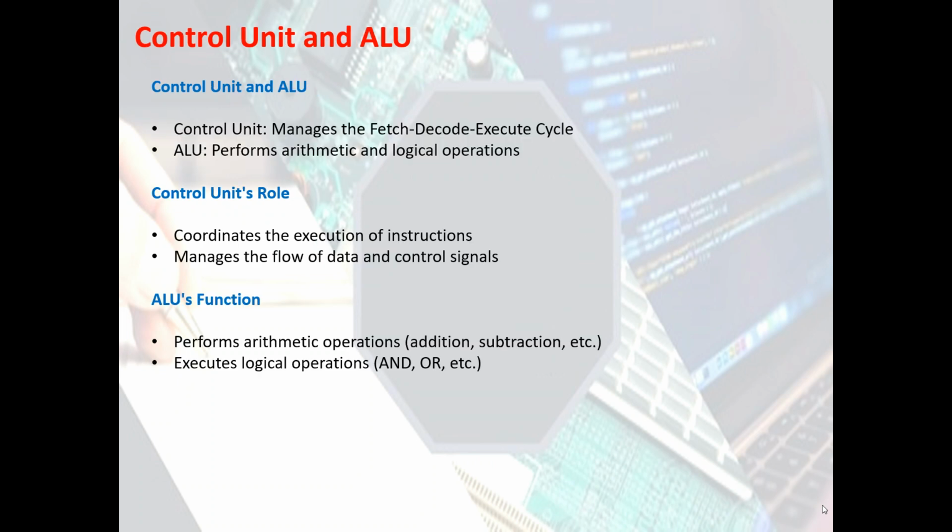So, ano naman po yung control unit and arithmetic logic unit? So, yung control unit manages the fetch, decode, execute cycle. Yung arithmetic logic unit naman performs arithmetic and logical operations para hindi tayo nalilito dun sa dalawa. The control unit coordinates the execution of instructions and manages the flow of data and control signals. Normally kasi yung flow ng data dumadaan yan ng communication channel. At yung tawag dun sa communication channel na yun is yung bus. And we do have a lot of types pa ng bus. But basically, yung bus na yun, lahat doon dumadaan yung ating data.